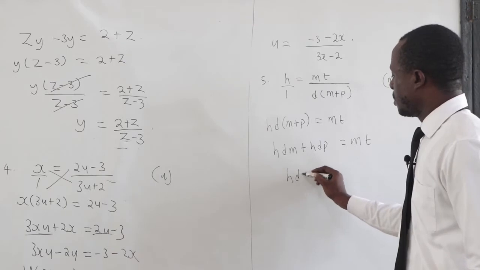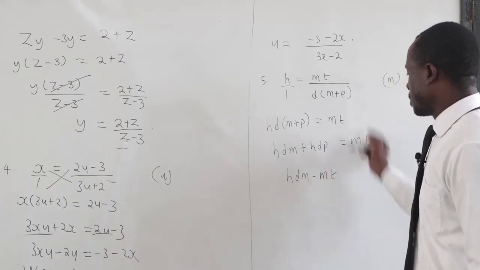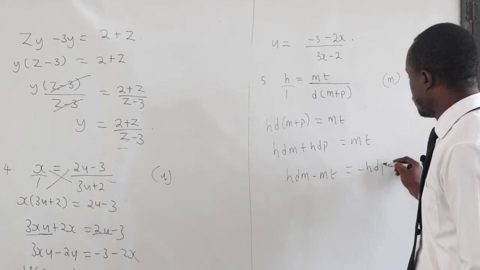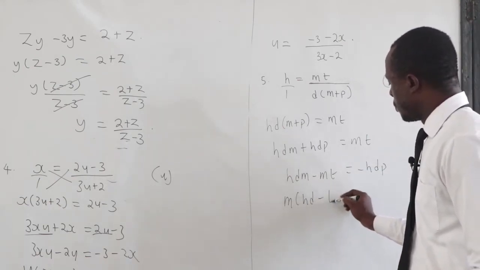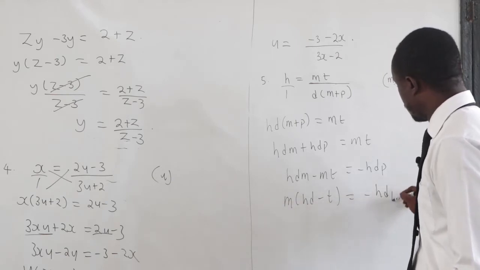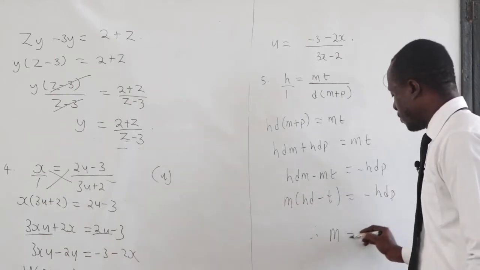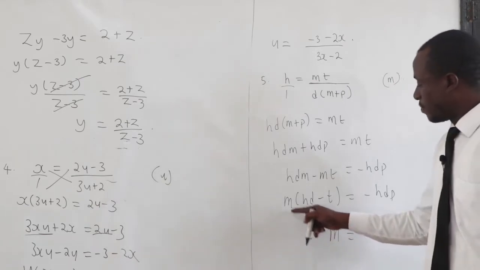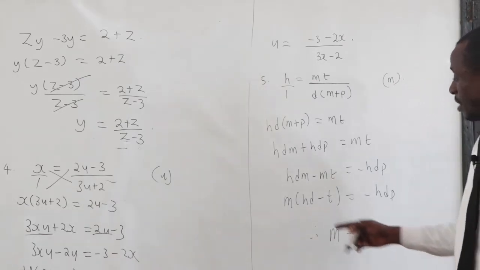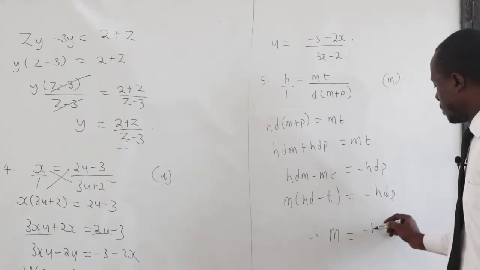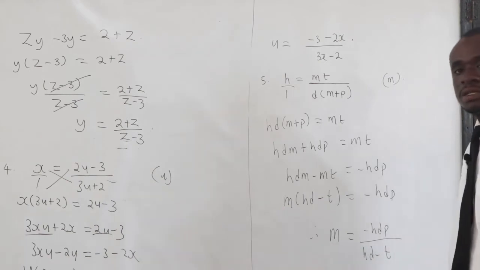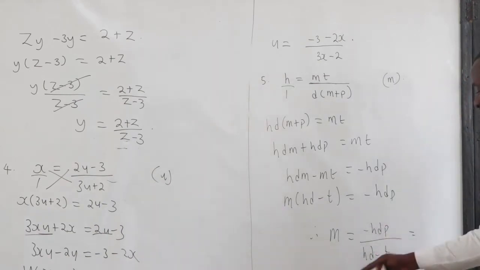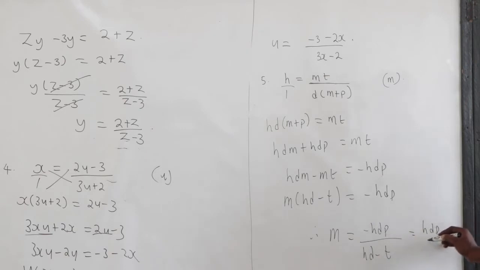So you have HDM minus MT. This can move here, equal to negative HDP. We can factorize M out. That's what we want to make the subject, equal to negative HDP. Therefore our M, we have to divide by what is multiplying the M, which is HD minus T. So you have minus HDP all over HD minus T. And this can be put as, this negative can come down, so you can have HDP all over T minus HD.